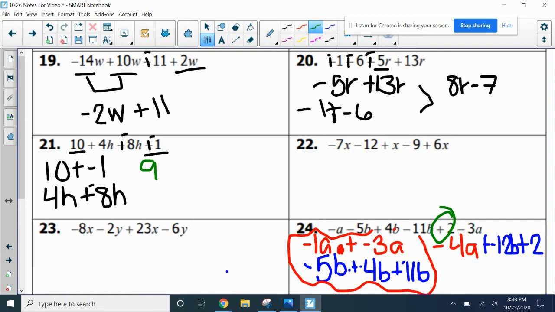And then, again, I have a positive and a negative. 8 minus 4 is 4. Negative 8 is bigger, so plus negative 4h.